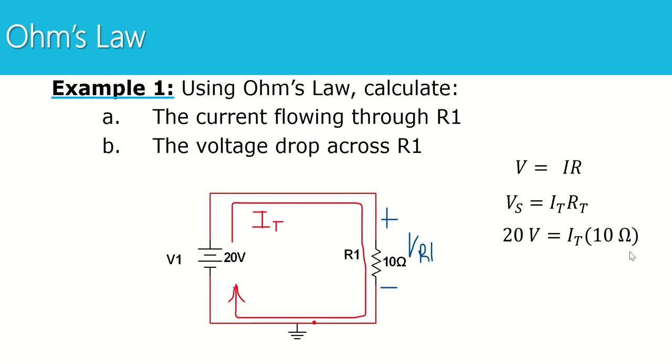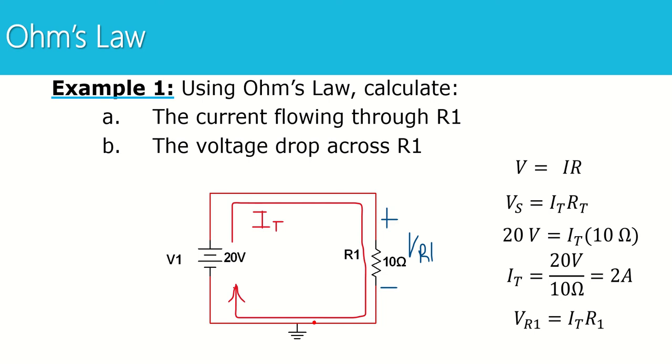Notice that I not only wrote the number, I also wrote the unit. As you are writing your equations, do not just write down 20. It's 20 volts. Don't just write down 10. It's 10 ohms. It's very important that every number you write has a unit associated with it. Now that I've filled in what I know, I can solve for total current, which is going to be 20 volts divided by 10 ohms, which is going to give me 2 amps of current.